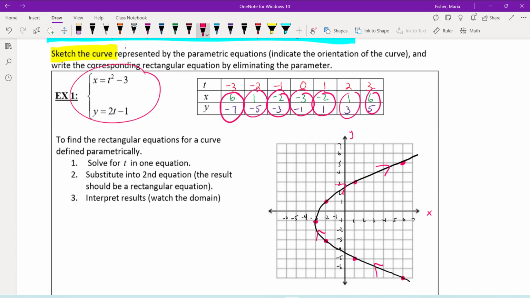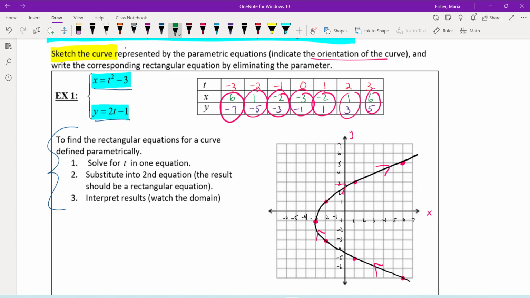So sketch the curve and indicate the orientation. We've done both of those. Now what we want to do is write the corresponding rectangular equation by eliminating the parameter t. Well, how do we do that? When we have these types of parametric equations where the x and the y are equal to just something that's a polynomial or something that isn't trig, we're going to follow these directions in order to write the rectangular equation. So the first thing we want to do is solve one of the equations given there for t.